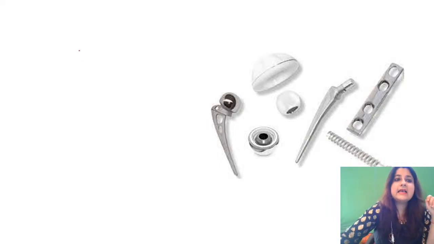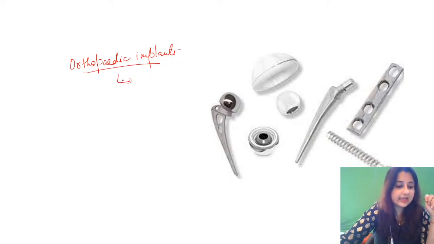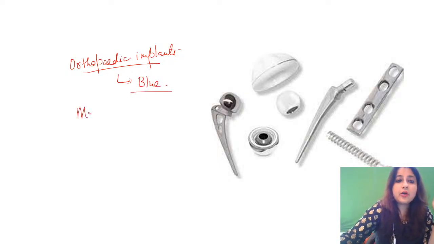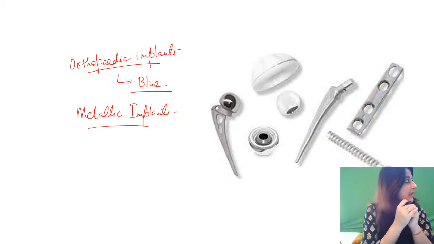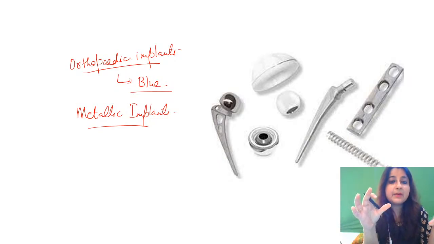What are these, guys? These are nothing but orthopedic implants. Where do orthopedic implants go, everybody? Orthopedic implants kahan dispose hota hai, anyone? They go in the blue color bag. Any form of metallic implants, guys, we have to pre-treat them with 1% sodium hypochlorite and then dispose of them. So any form of orthopedic or metallic implants goes into the blue color bag.